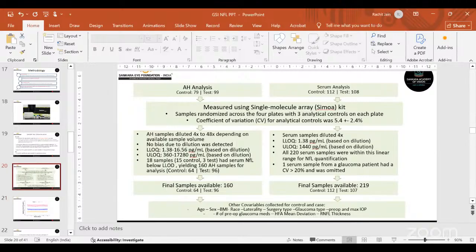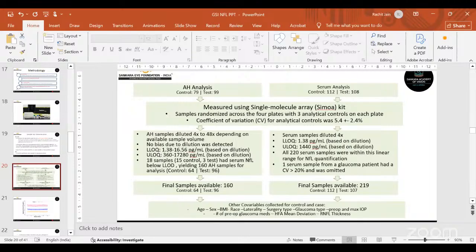Lower limit of quantification was 1.38 to 16.56 picogram per ml based on dilution, and upper limit of quantification was 360 to 17,280 picogram per ml based on dilution. And since for serum they got enough volume, the samples were diluted only 4 times. Lower limit of quantification was 1.38 picogram per ml, and upper limit of quantification was 1440 picogram per ml.